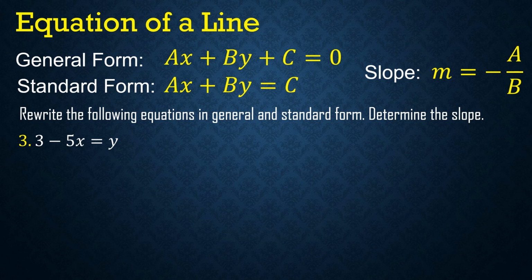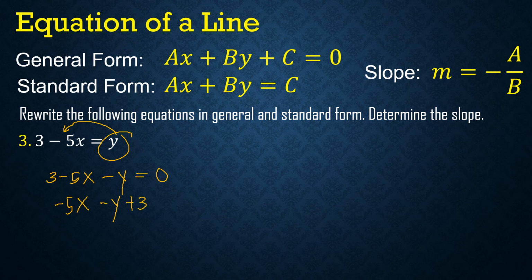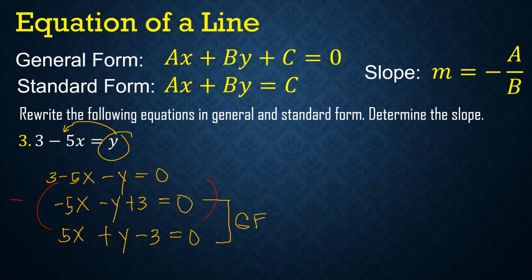The third example, 3 minus 5x is equal to y. So in this case, pwede nating i-move lang ang y to the other side. So we have 3 minus 5x minus y is equal to 0. Ayusin natin. So we have negative 5x minus y plus 3 is equal to 0. Pwede nating i-multiply negative 1 na magkabilaan. So magkakaroon tayo ng change of sign. So we have 5x plus y minus 3 is equal to 0. But anyway, any of these two can be the general form. But usually, it is good to see kung positive ang numerical coefficient of x.